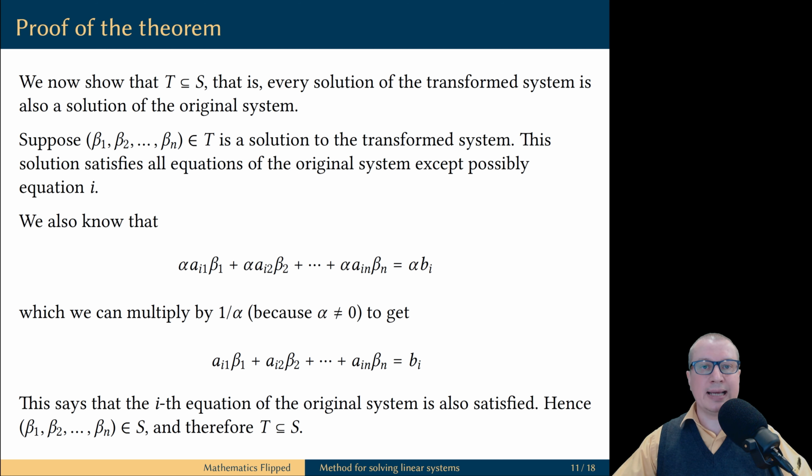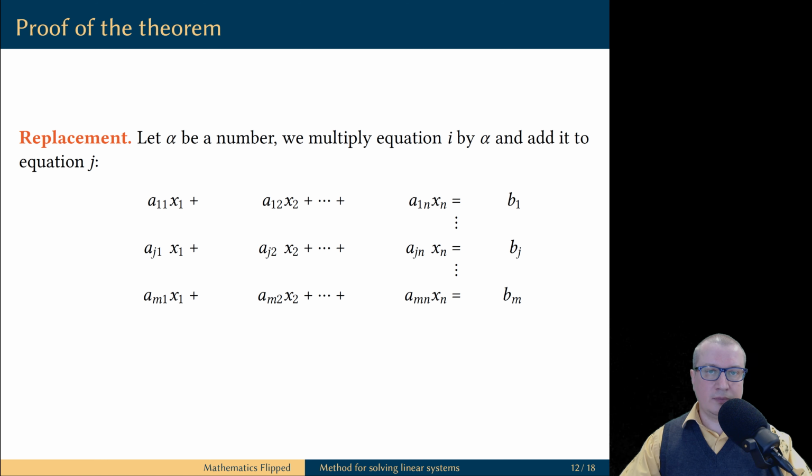Now we showed that S is a subset of T and T is a subset of S. Therefore, they are equal as sets, and we have established that if you apply a scale operation to one equation in a linear system, then the new system is equivalent to the original one.